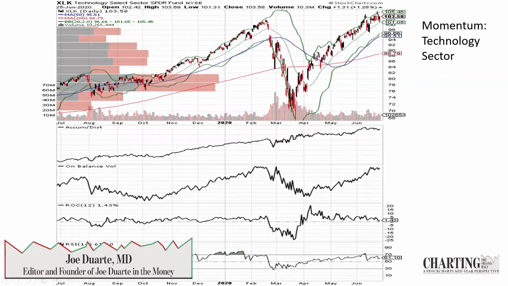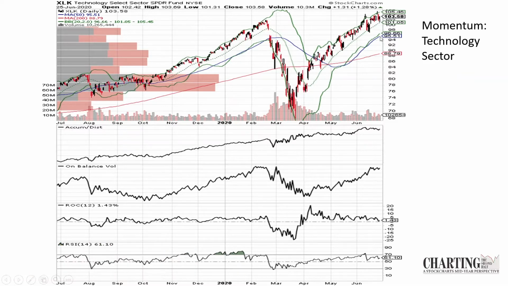So technology, very similar picture. Again, the take-home message here is a big recovery with a not so robust decline. The key is to watch that 50-day moving average, that 50 area on RSI, and again, accumulation distribution, on-balance volume, and ROC, which tells us momentum. All these things are telling us that right now, today, it's not so bad.